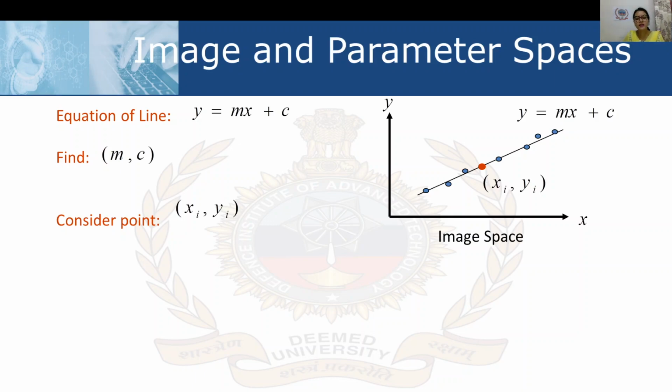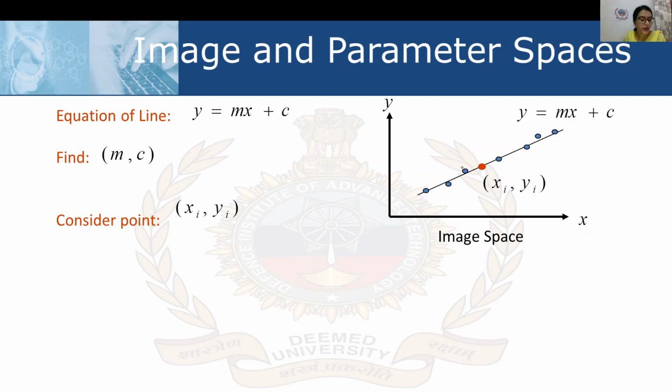So this is an image space, let us say. Here, this is a parametric representation of any line, which is given by y equal to mx plus c. So in parameter space, m and c are the two parameters. Any straight line in the image space, let us say in image space this is x and y because the image is 2D, we need the xy coordinates to plot these particular points. So this is the image space.